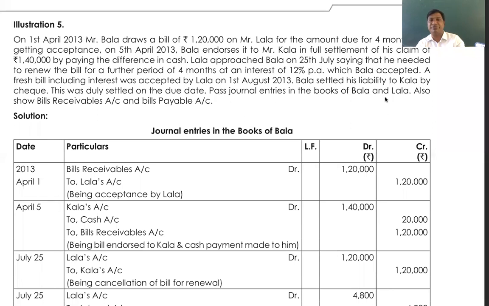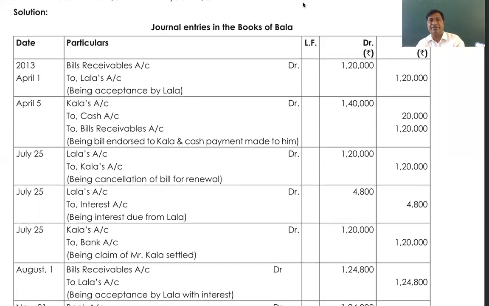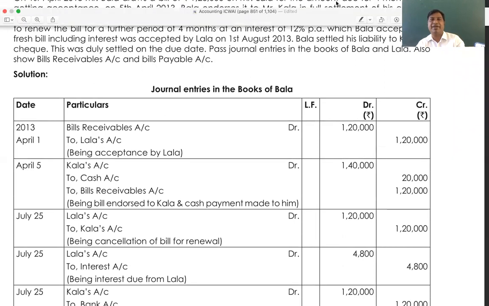Past journal entries in the books of Bala and Lala also show bill receivable account and bill payable account. Bill receivable, bill payable, we'll check it tomorrow. If possible, we'll check it in the next class. But what is important is journal entries in the books of the drawer, and if the problem extends, in the books of the drawee. These are two important journal entries that you have to be familiar with. Right?